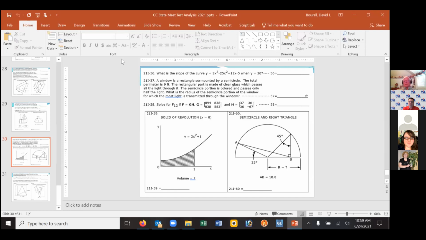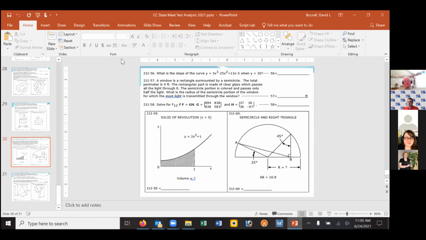Looking at problem 58, problem 58 is basically doing matrix multiplication with the two 2x2s. And again, to reiterate my first rule of learning, which is everything's easy if you know how to do it. I look at this and go, asking for F12, that's basically, this is a very straightforward problem. Basically F12 is 894 times 36 plus 838 times negative 67. I mean, it's two pairs of numbers multiplied together and added gets you the answer. So again, it's a little bit surprising to me that more people didn't get that.